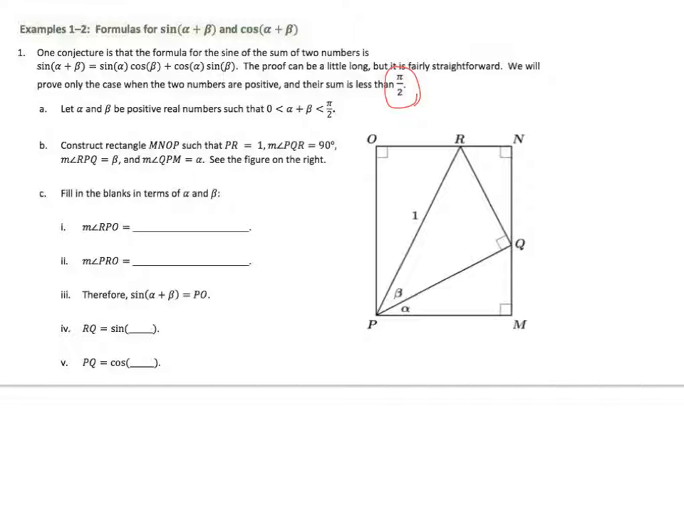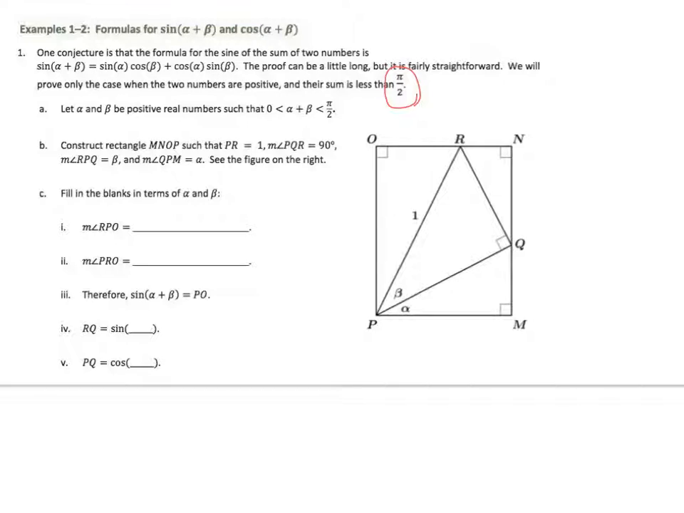Letter B, construct a rectangle MNOP such that PR equals 1. The measure of angle PQR is 90 degrees, angle RPQ is beta, and angle QPM is alpha. Okay, that's our figure.